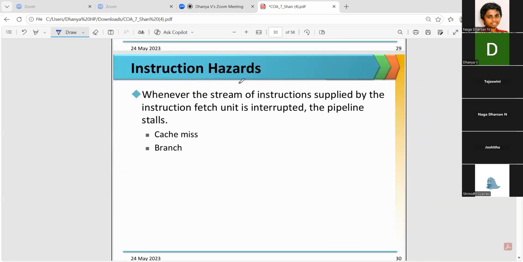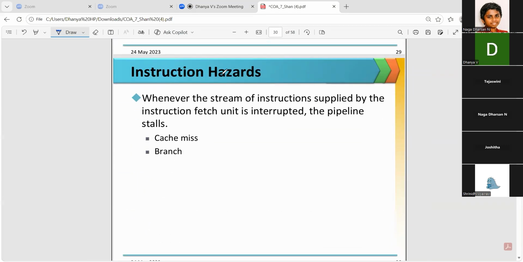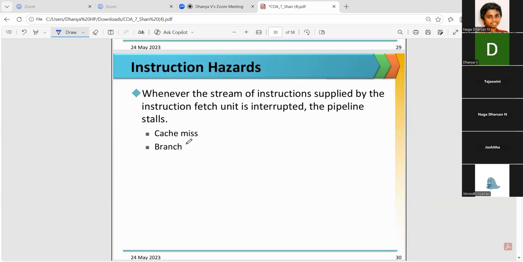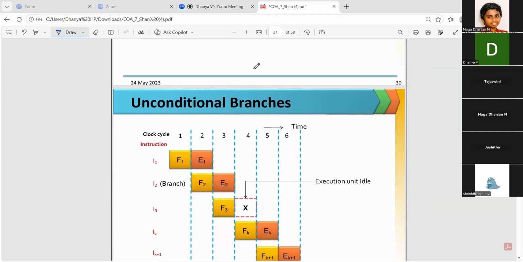So yeah, now let's go on to instruction hazards. When can it happen? I told you when there's no instruction that is there. We just looked into an example where our F2 got delayed so much because of cache miss, and that's why it had to go and get it from the memory, and that's why the stalling happened. And then branching statements. Branching are the loop statements. So how can instruction hazards actually happen?